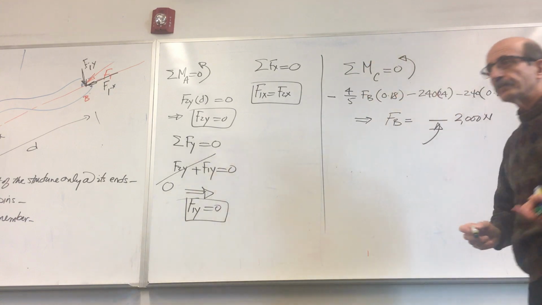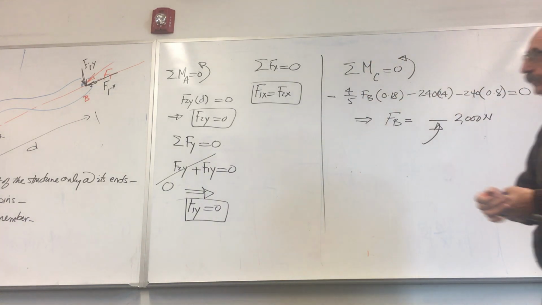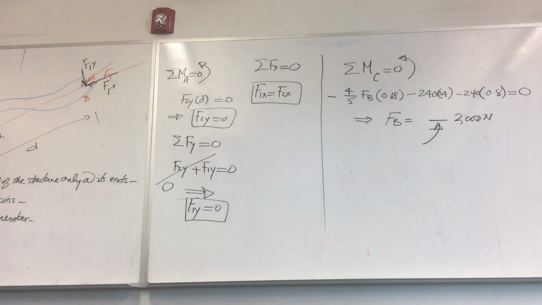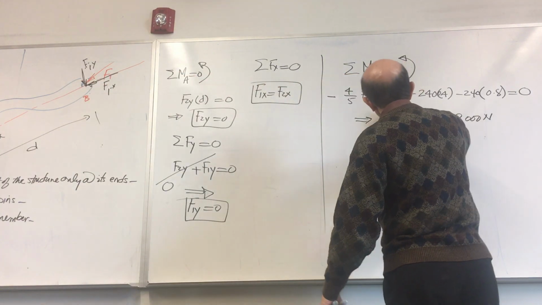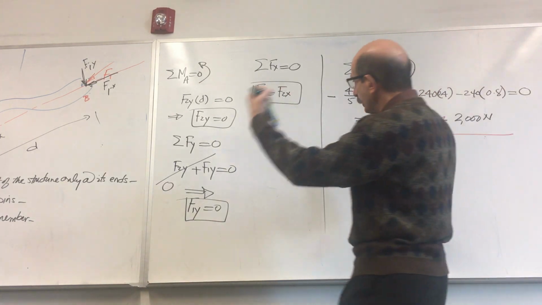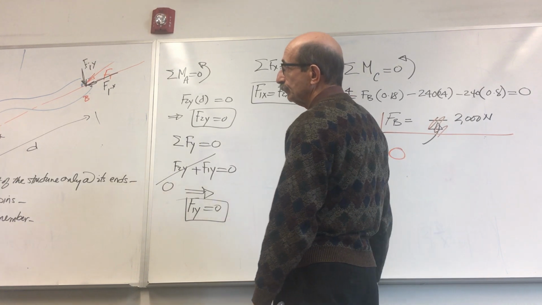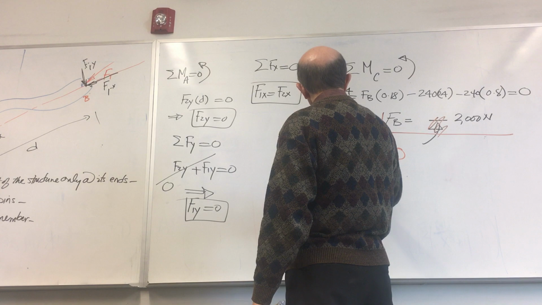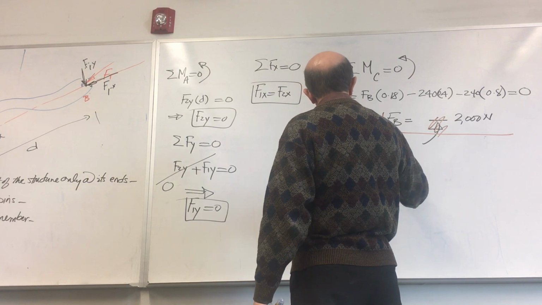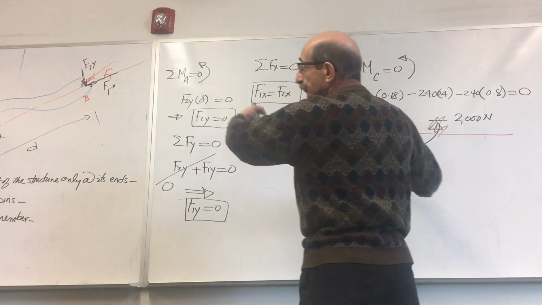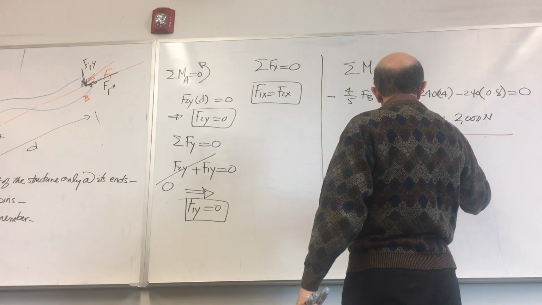Negative means what? The assumed direction was wrong, so I would correct this. The assumed direction should have been like this, okay? So now that I've corrected it, remove this, this is the answer. Then I go ahead with the other two equations of equilibrium. Summation of forces along x is equal to 0. You have negative 4/5 times FB, which is 2,000 Newton, plus CX is equal to 0.